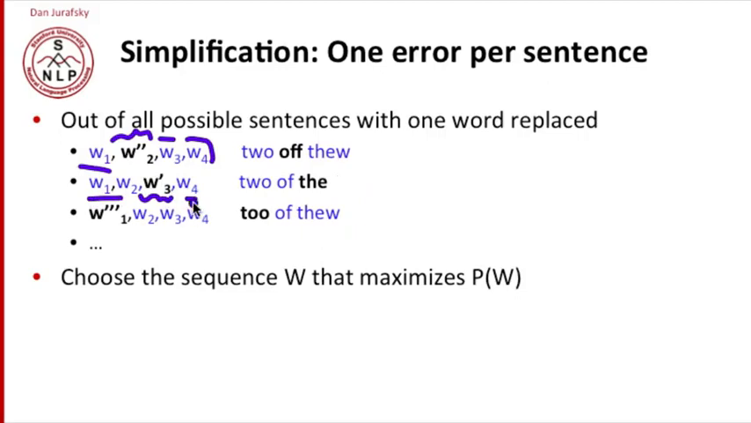So instead of having to consider n squared possible sequences, we're just considering a constant times n possible sequences. From this set, now we choose the sequence that has the maximum probability. So we pick the most likely, most probable, conditionally most probable sequence of candidates.